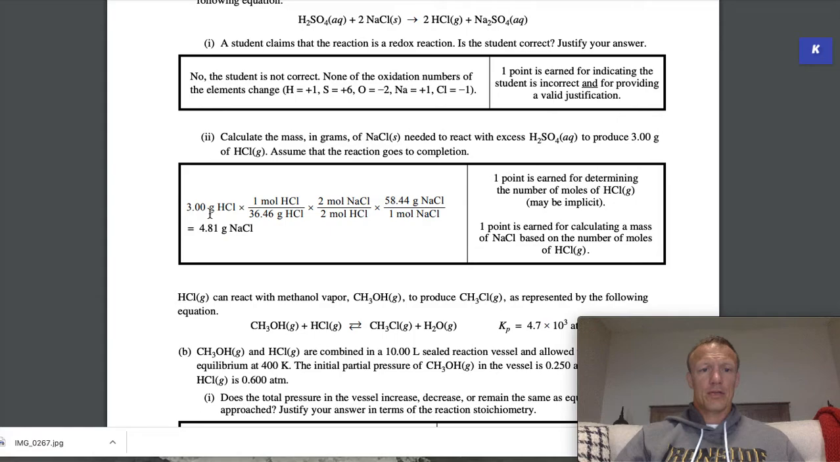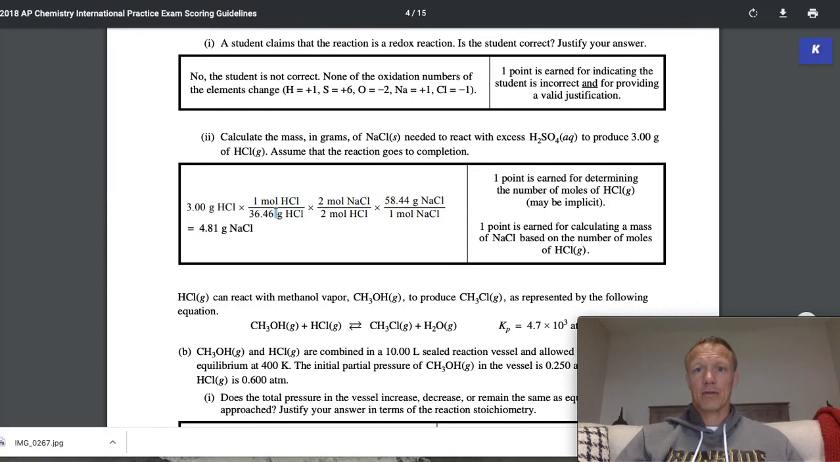So we took the 3 grams of HCl, converted grams into moles. It's a 2 to 2 ratio. 1 mole of NaCl is that many grams. 3 sig figs because we started with 3 sig figs there. It's a pretty simple stoichiometry.